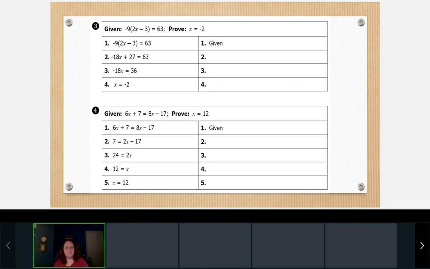Let's look at number 3. Number 3 says that -9 times 2x minus 3 equals 63. Let's prove that x equals -2. So I can't start a problem without knowing what it is. That's why I've got a given here, because this -9 times 2x minus 3 equals 63 was my given. Okay, so now how in the world did we get rid of those parentheses? What do you think? Oh, yes, very good. The distributive property. We distributed that 9.